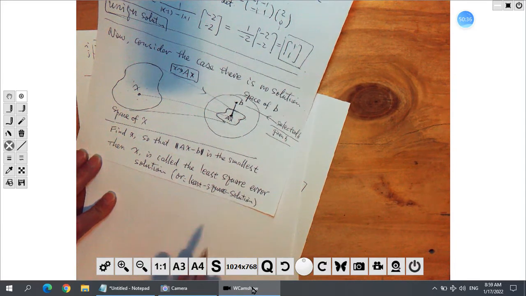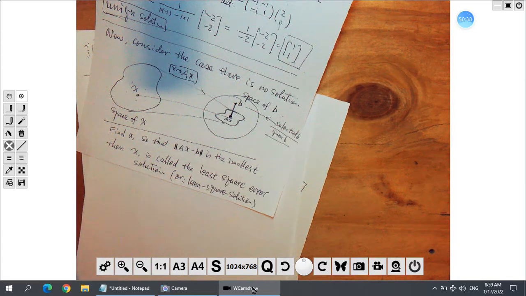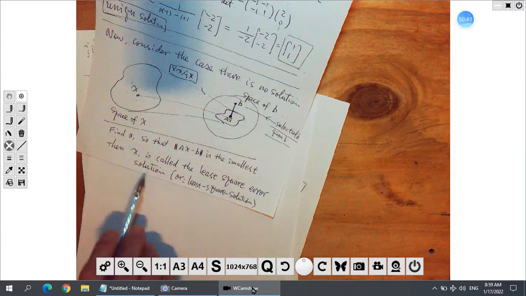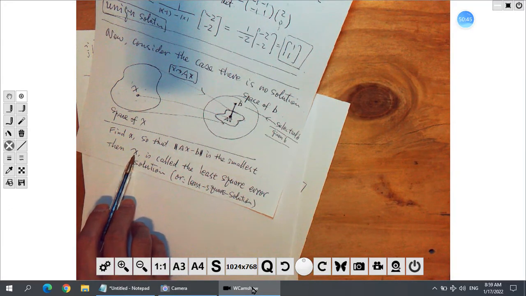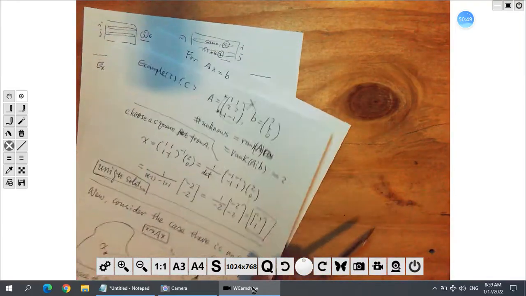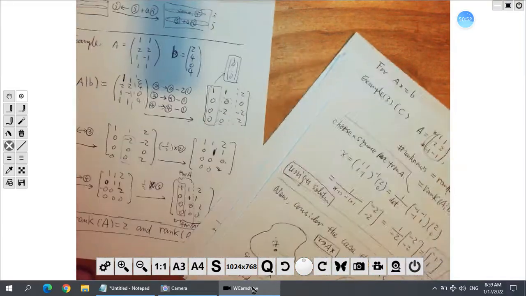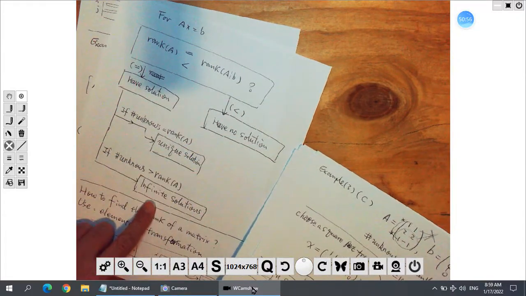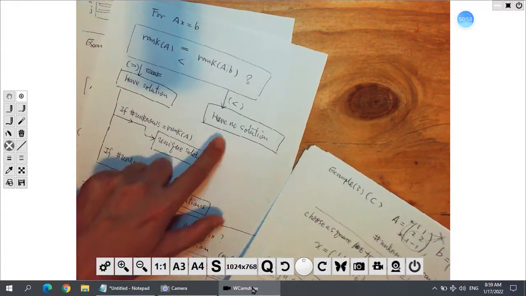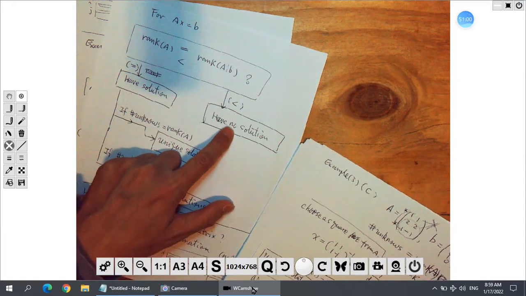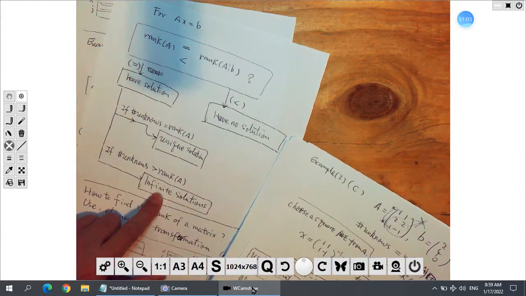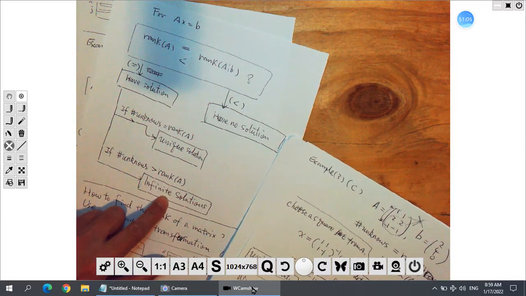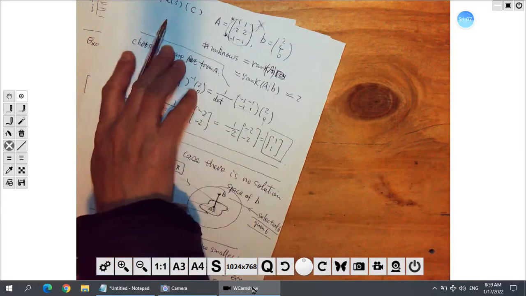Okay, that's all for today. And the next time I will show you how to determine this X. We have a formula to find what this X is. And then we will consider the other case. We have 3 cases: unique solution, no solution, and infinite solution. So next time I will give the formula for this solution and also a formula for the other case. Alright, bye bye. See you next time.